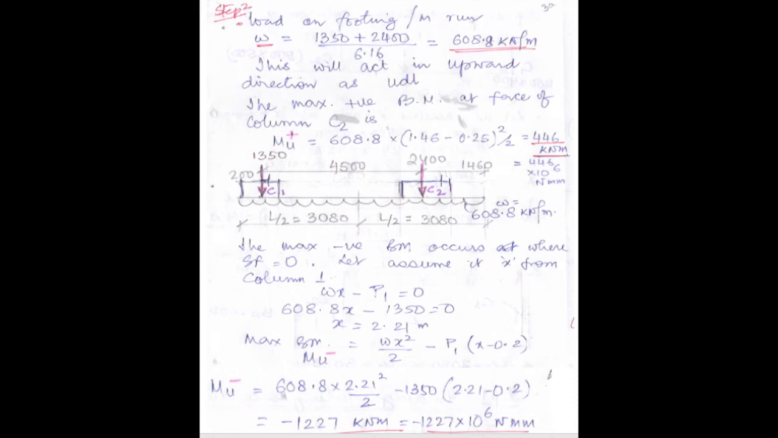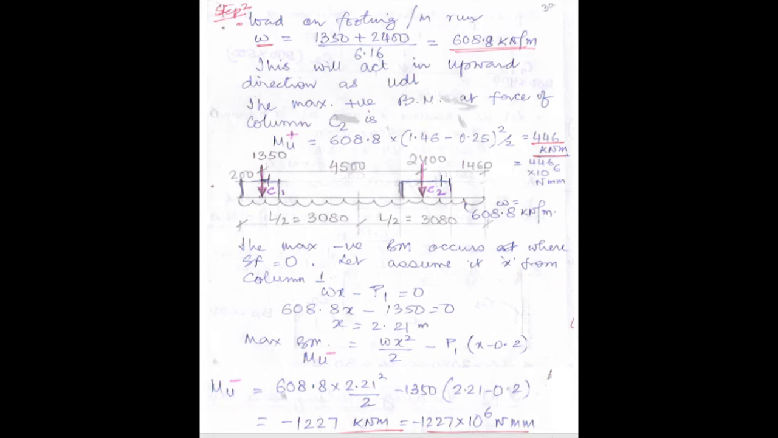The negative bending moment value will occur where the shear force becomes 0. So where will the shear force be 0? Because we know from the basic concept that where shear force equals 0, bending moment is maximum. So let us assume the shear force is 0 at a distance of x from column 1, that is C1. So what will be the shear force equation? That is Wx minus P1. What is W? The UDL, 608.8 into x minus P1. P1 is 1350. So from here we are getting x equal to 2.21 meter from the column C1.